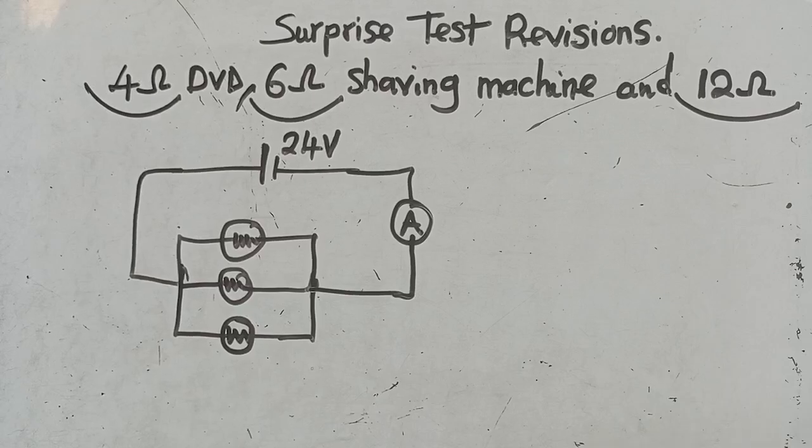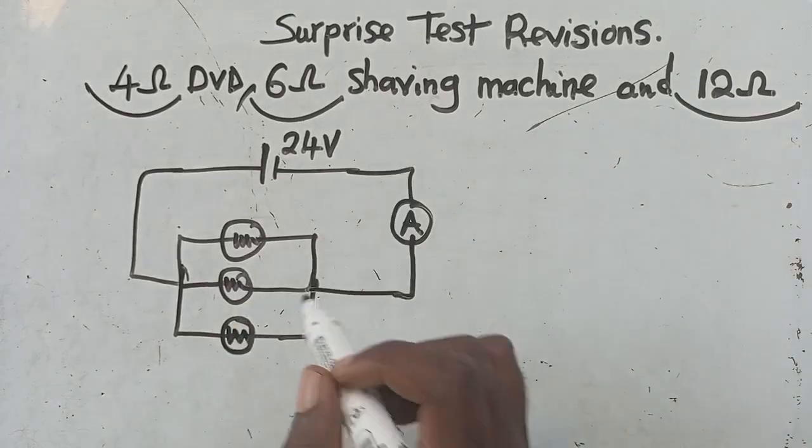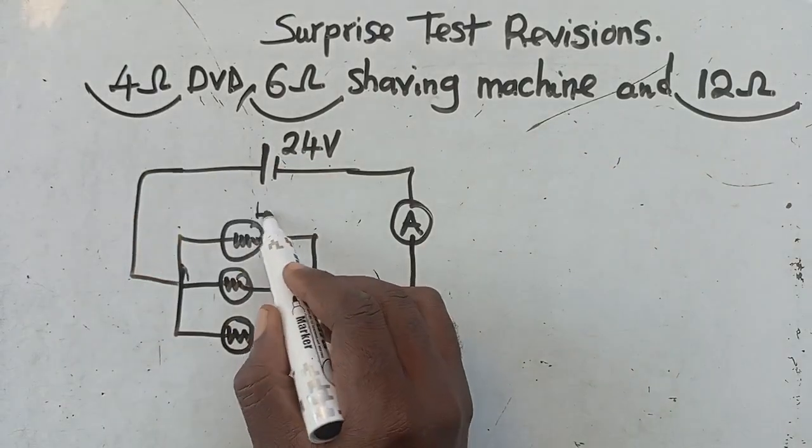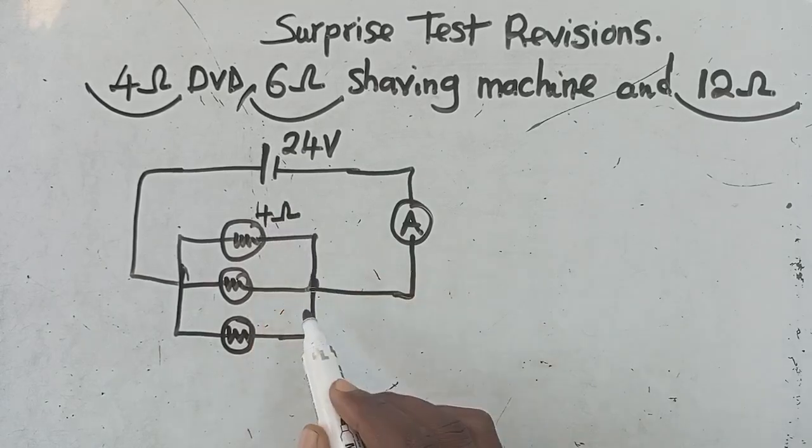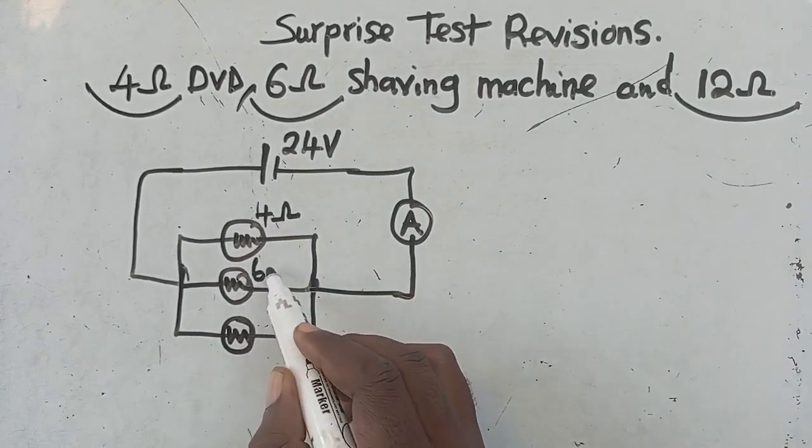Sense, you just make it beautiful, you know. So that is how it is supposed to be. So this is a simple diagram. I can say this is a 4 ohm DVD. So I just put 4 ohms.